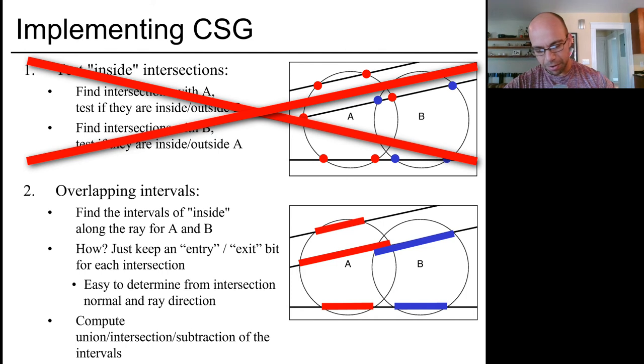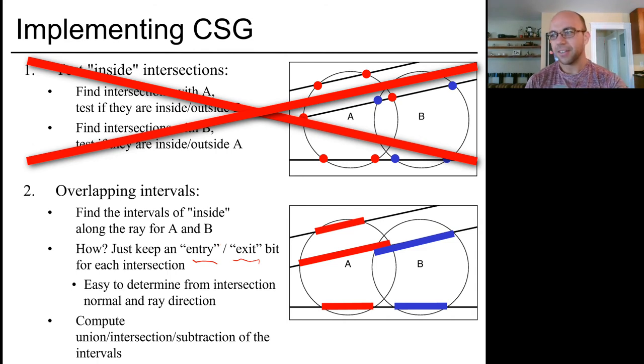A different trick is to extend our ray tracer a tiny, tiny bit, which is that we're going to implement a ray tracer that doesn't just tell us when a ray first hits an object. We're going to give two different t values, which is the point in time when the ray enters the object, and then a second point in time when the ray exits the same object. Okay, so these are intervals. And so these are like entry and exit bits for our different intersections.